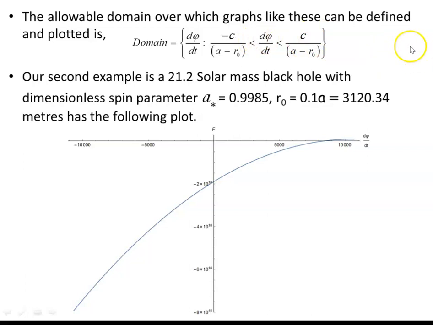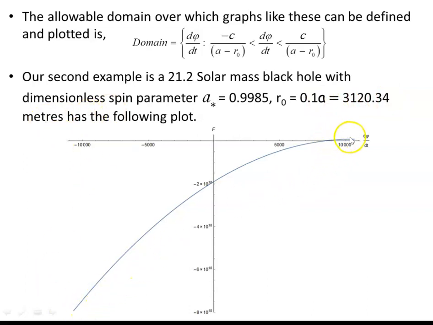Okay, so let's now look at some more examples. Our second example is a 21.2 solar mass black hole. It's based on an actual black hole that I took from the literature with dimensionless spin parameter A star of 0.9985, so it's almost an extreme Kerr black hole. R is 0.1 of A, so it's 0.1 of the radial coordinate A, which is that many meters. And it has the following plot here.